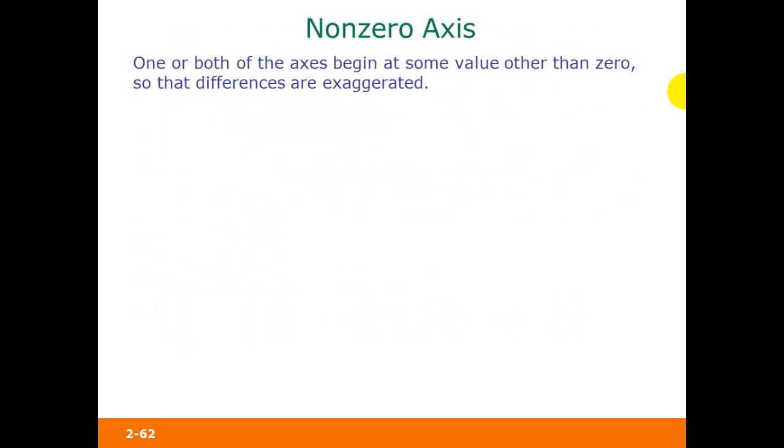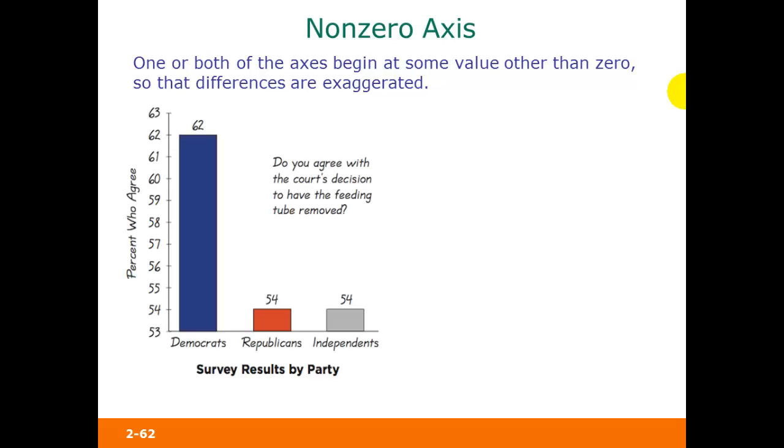A non-zero axis means that one or both of the axes begin at some value other than 0, so that the differences are exaggerated. So here's a bar graph that gives the percent of those who agreed with a court decision to have a feeding tube removed. And this is split up between political parties. So we have Democrats, Republicans, and Independents. And just looking at this graph, it looks like a much higher percentage of the Democrats agreed with the court's decision than Republicans or Independents.